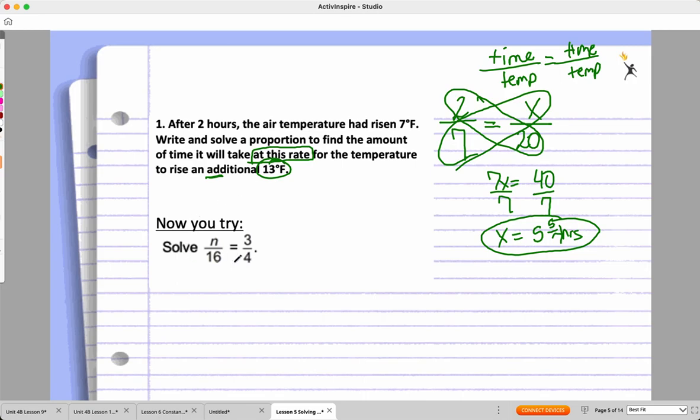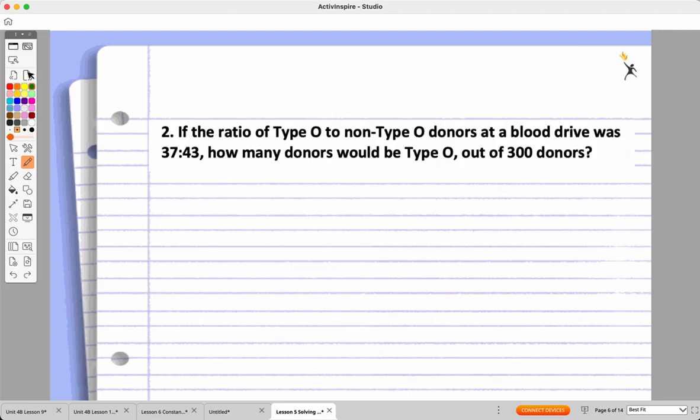All right, now that you've taken the time to work that one out, you get 4n equals 48. Then you divide both sides by 4 to get n is equal to 12. Okay? And that's exactly what makes sense. So let's take a look at a slightly more challenging problem. If the ratio of type O to non-type O donors at the blood drive was 37 type O donors to 43 non-type O donors, how many donors would be type O out of 300?